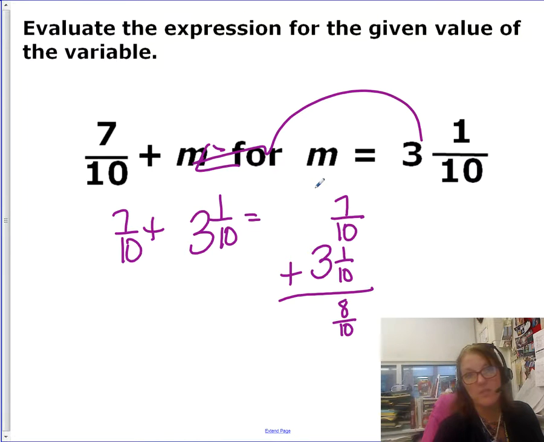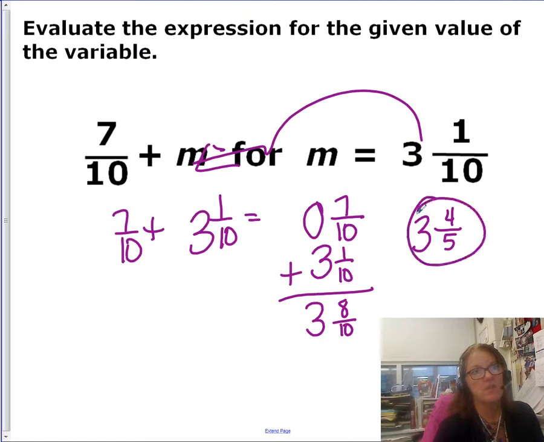There really is no whole number here. If it helps you to draw in a 0 there so you line things up and organize it in a better manner, go ahead. But you get 3 8/10. That's not in simplest form. 8 and 10 both share a common factor of 2, 3 4/5.